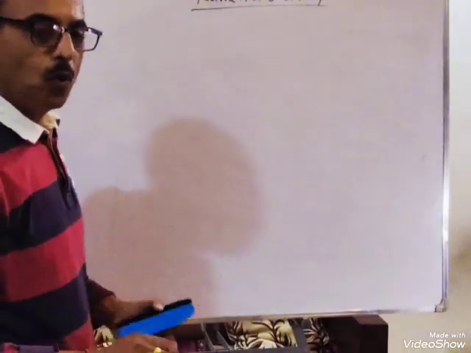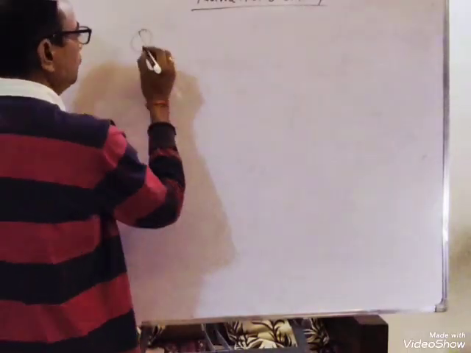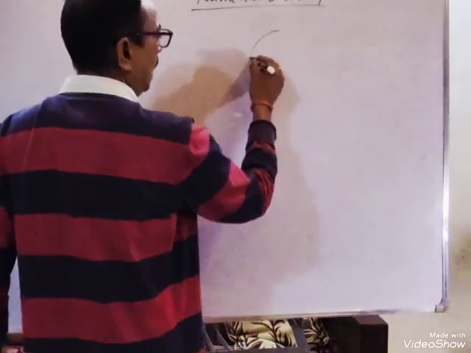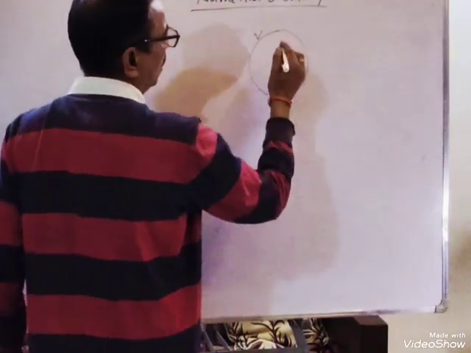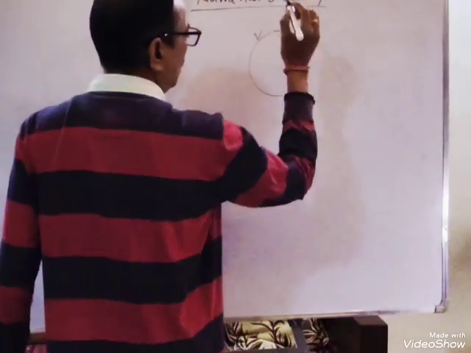We understood one more question. Suppose this is a vessel of volume V and pressure P.